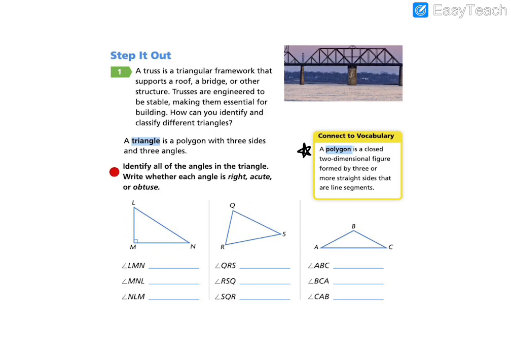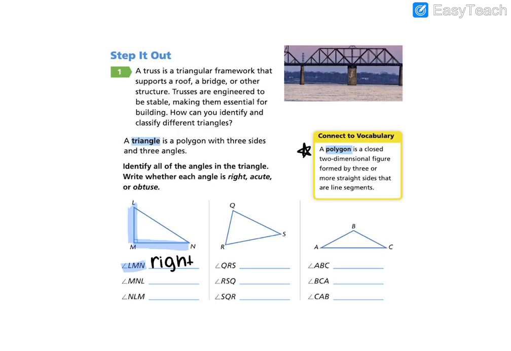We need to identify all of the angles in the triangle. We're going to write whether each angle is right, acute, or obtuse. We're going to do the first one together, then you're going to do the next 2 by yourself. All right, let's look at angle LMN. Well, right away I see an angle marker showing me that that is a right angle.